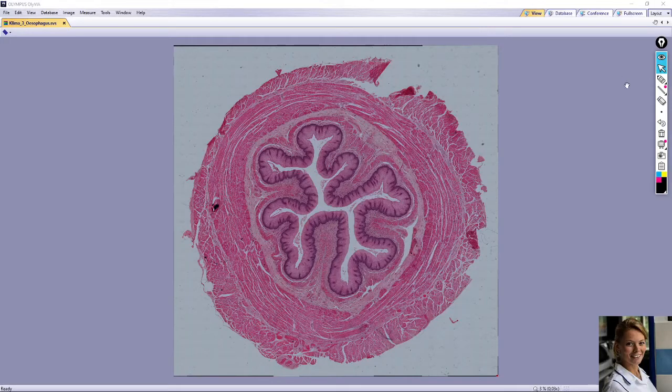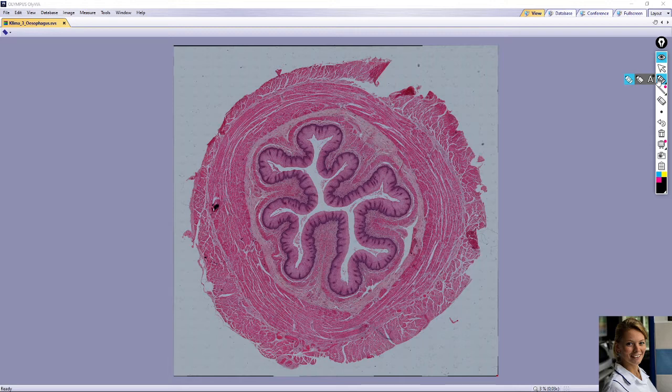In this video, we will take a look at the slide of esophagus. The slide is stained with hematoxylin-eosin. That means the nuclei of cells are violet and cytoplasm is pink. This scan shows the terminal portion of the esophagus near the stomach.